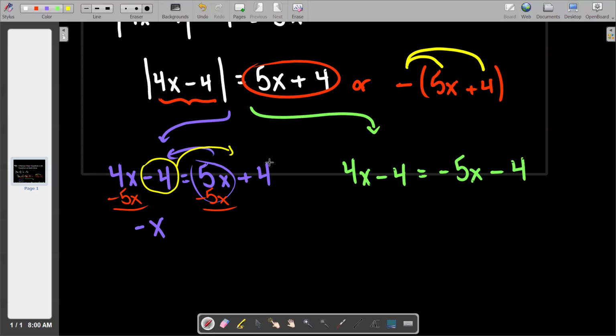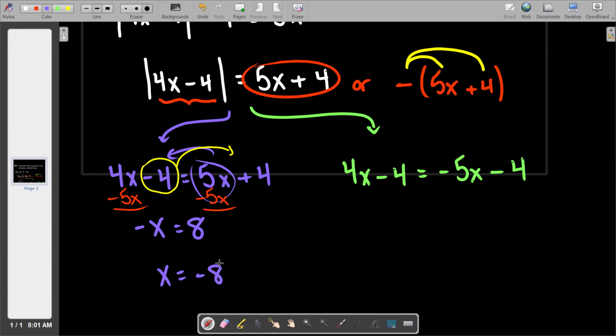So if I add 4 to both sides, I get 8. So I can now say that negative x equals positive 8. So what does x equal? Perfect. So there's one of our solutions. X equals negative 8. Okay.